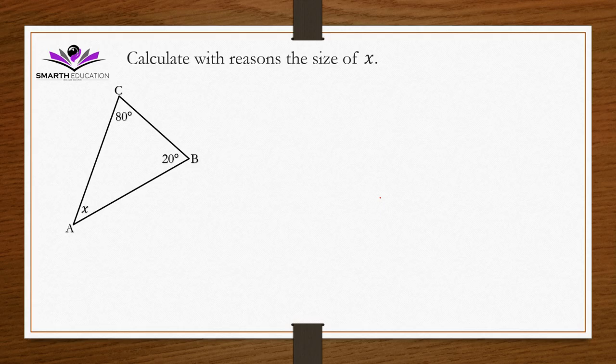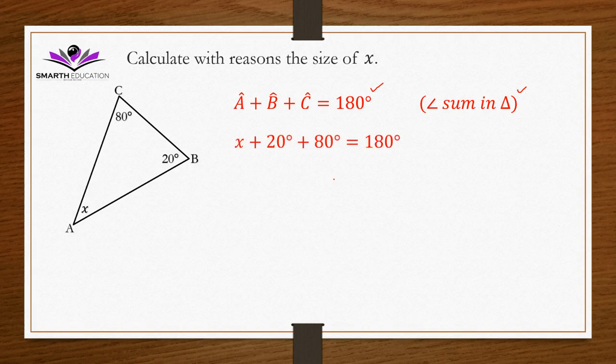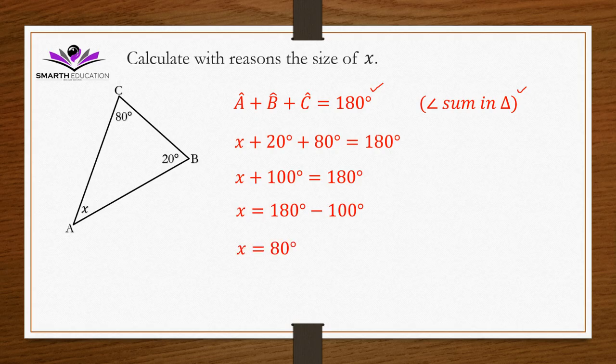All right, let's do this together now. These are interior angles of a triangle A, B, and C. So angle A plus angle B plus angle C is equal to 180 degrees, and then you write the reason. Remember, every time you write your statement and reason. Then we can substitute what we have there. 20 plus 80 is 100, and then you transpose, it becomes 180 minus 100. And then x is equal to 80 degrees. So we can mark your work there. Let's move on to the next one.